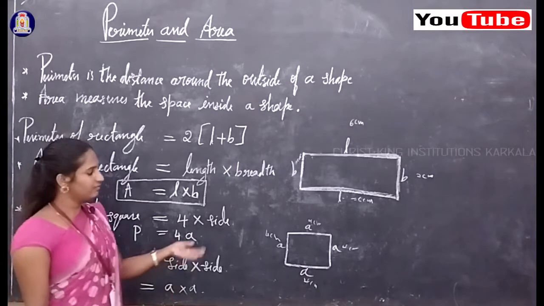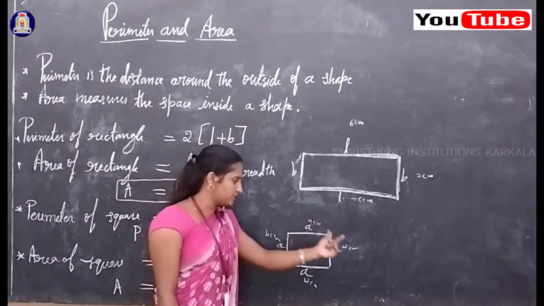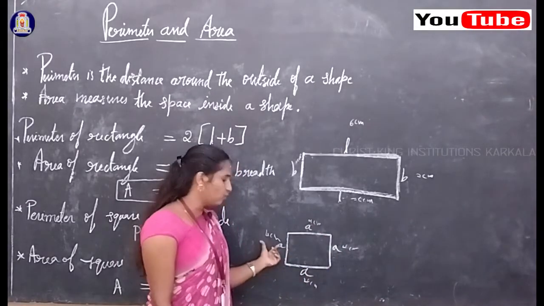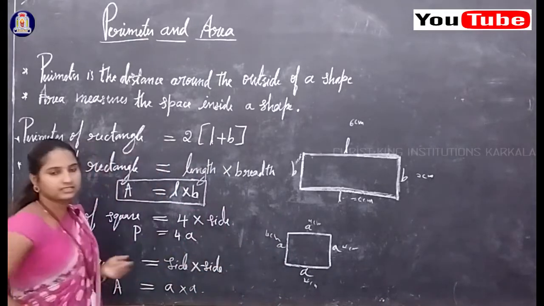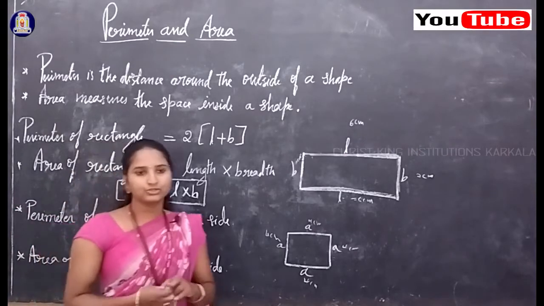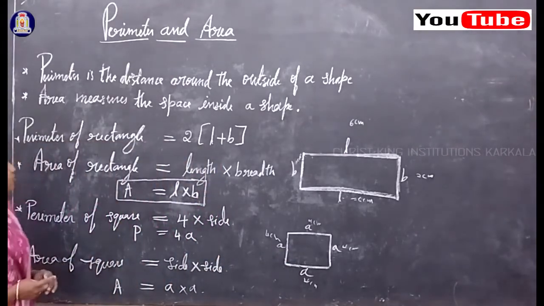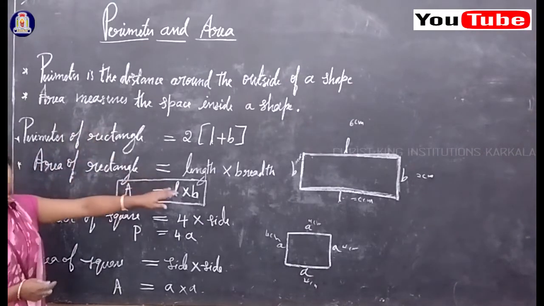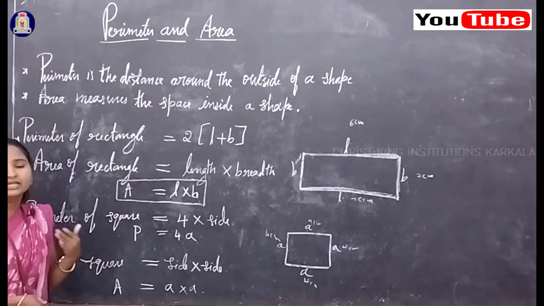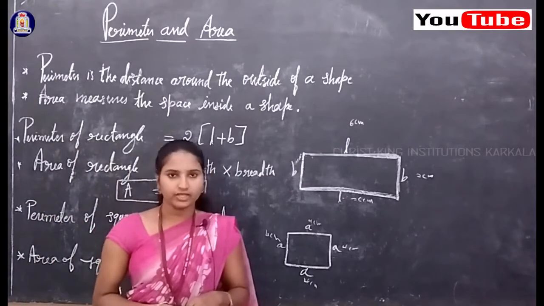Clear? So here we can find the length by adding all the four sides: 4 plus 4 is 8, 8 plus 4 is 12, 12 plus 4 is 16. So the total answer is, the perimeter of the square is 16 centimeter. Clear? So that is finding the perimeter of a given figure. Now we can find it like this, adding all the sides, or else we can use one formula to find the perimeter of a rectangle and the perimeter of a square. Okay, that I'll explain now.